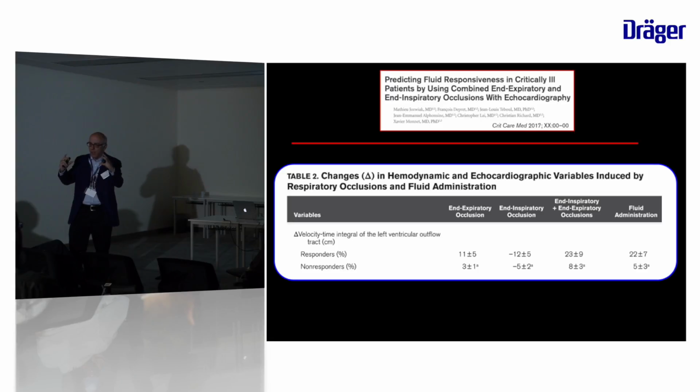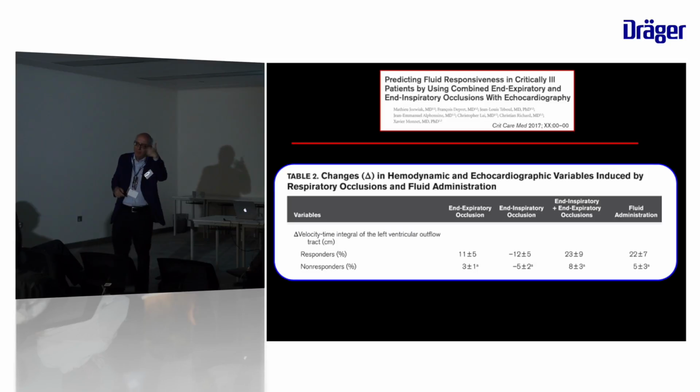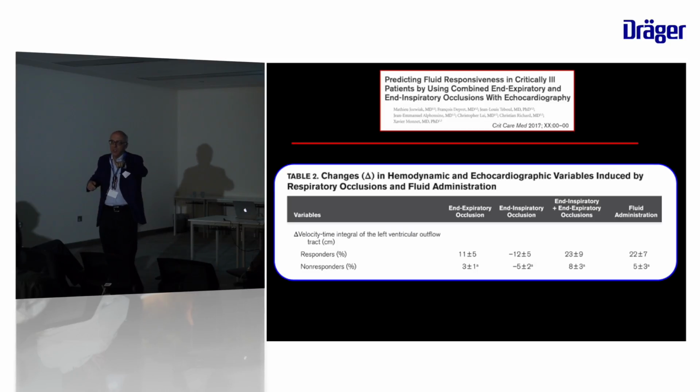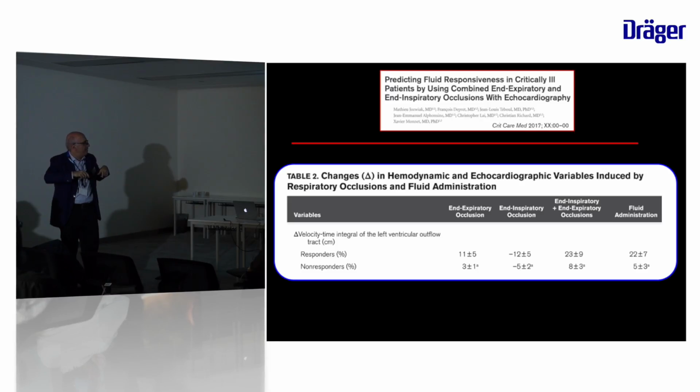So at low tidal volume, pending that you have no spontaneous breathing and no major arrhythmias, you can occlude at end expiration, and you look at the changes in cardiac output. You occlude at end inspiration, you look at the changes in cardiac output. You sum the difference, and you have a response very similar to the response in cardiac output that you can get when you give a fluid challenge. Clear?